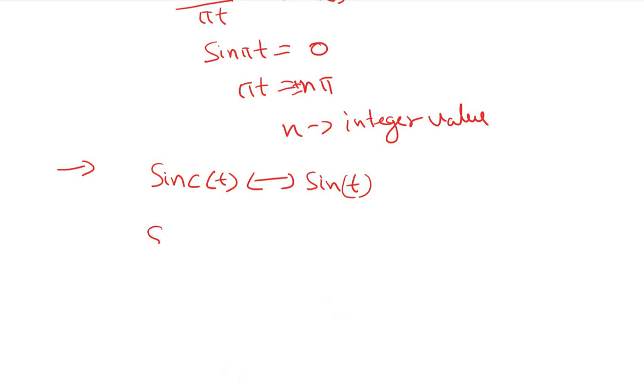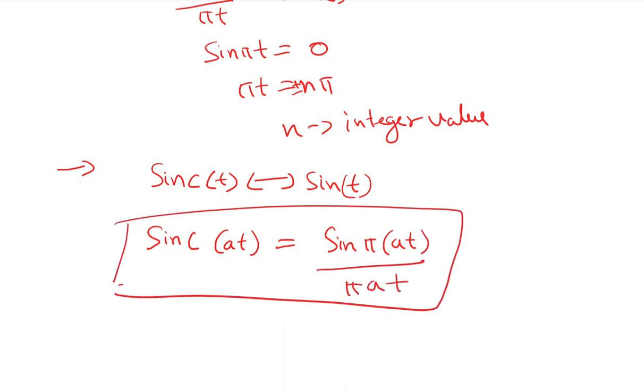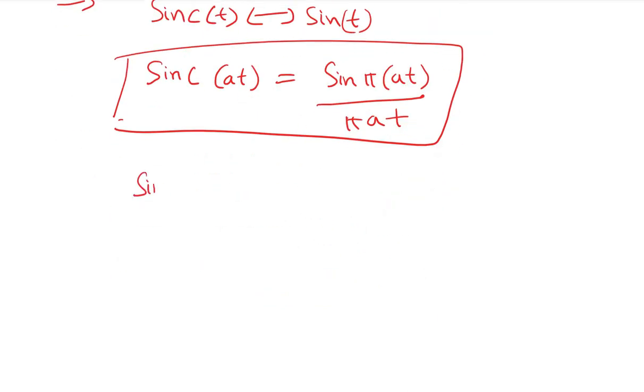So in general, we can see that sinc of at is equal to sine of pi at divided by pi at. This is one general expression. And sine of at divided by bt can be written in terms of the sinc function as a by b times sinc of at upon pi.